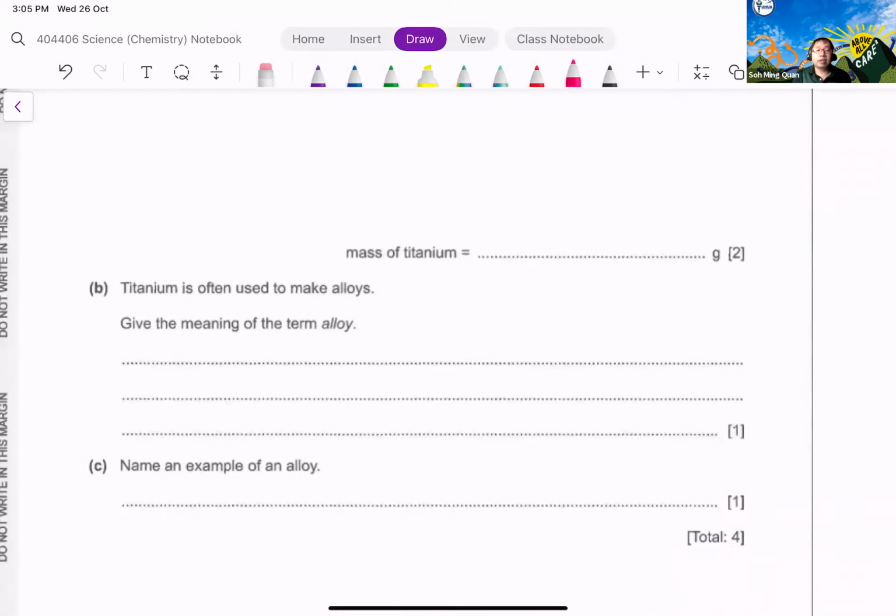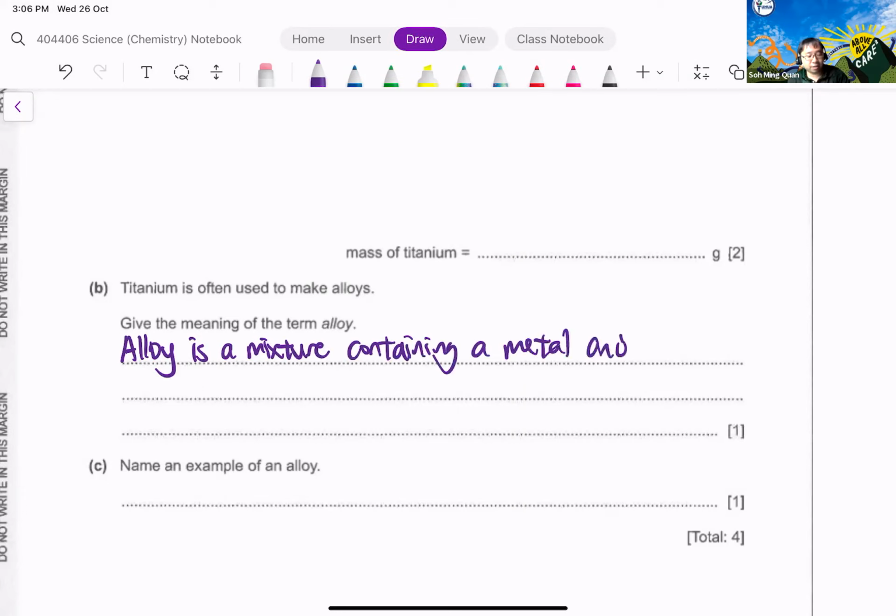All right. Now, give the meaning of the term alloy. Now, this is one of those questions that will throw students off course because they didn't memorize the definition, right? But actually, the definition for alloy is very simple. Alloy is just a mixture containing a metal and other elements.